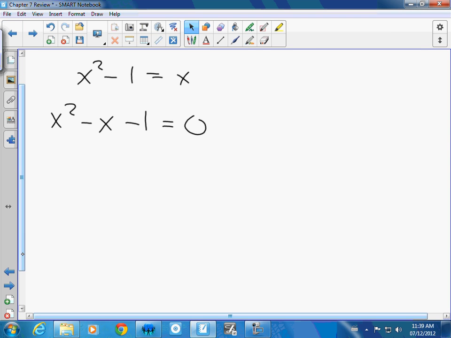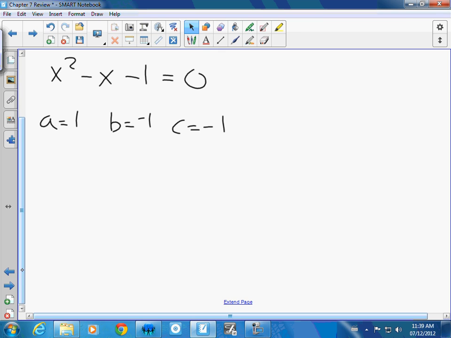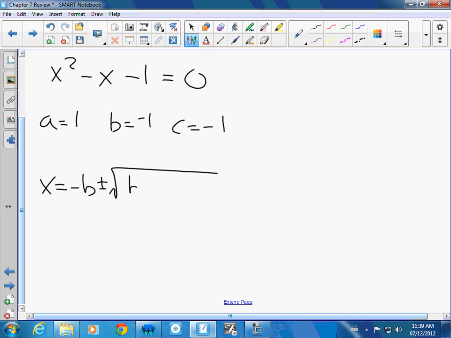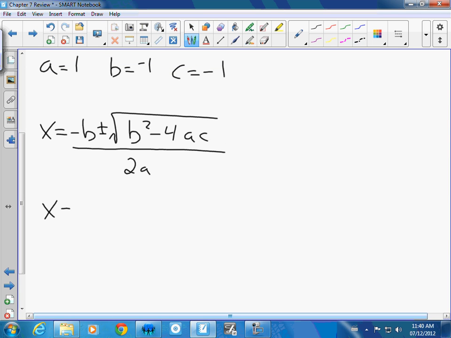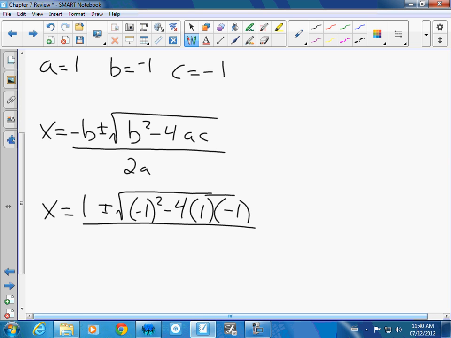Okay, so here's our quadratic. What should we do first? Label A, B, C. Then write down the equation. Then find the answer. Well, what's A? 1. What's B? Negative 1. What's C? Negative 1. So write down the quadratic formula: x equals negative b plus or minus the square root of b squared minus 4ac, all over 2a. x equals, what's negative b? Positive 1, plus or minus negative 1 squared minus 4, what's a? 1. What's c? Negative 1. All over 2 times 1.